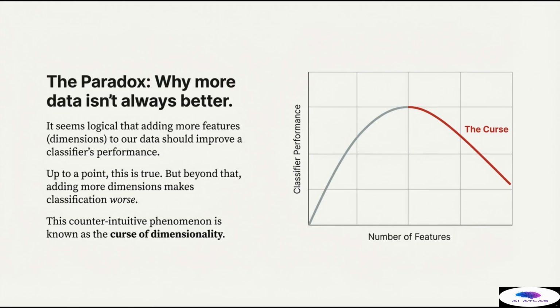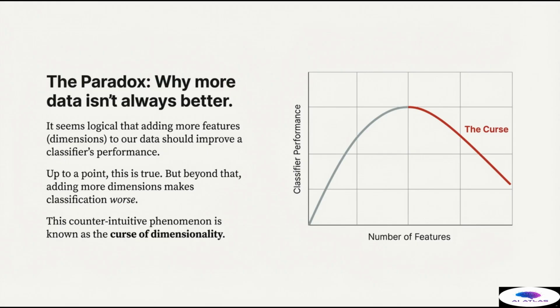But beyond that optimal peak, the opposite occurs. Adding more dimensions actually makes classification worse, causing performance to decline dramatically. This graph illustrates the phenomenon perfectly. Classifier performance improves until it hits a maximum, but then the red curve, the curse, takes over. This decrease in performance due to an excess of features is a critical paradox in machine learning, and understanding why it happens is essential.